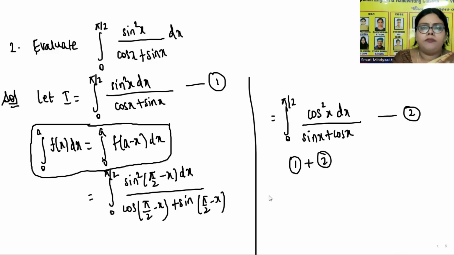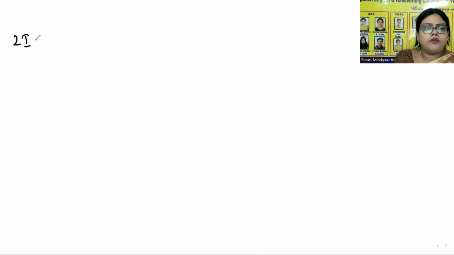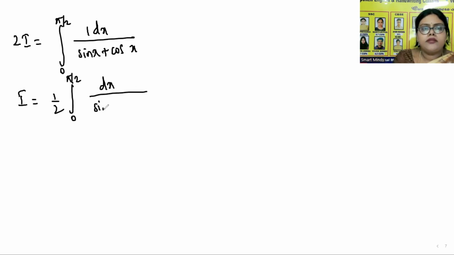If you add 1 and 2, I plus I will become 2I, and numerators can be added because the denominators are the same. So sin square x plus cos square x dx by sin x plus cos x. Now we know that the numerator sin square x plus cos square x can be written as 1. So we write 2I is equal to the integral from 0 to pi by 2 of 1 dx by sin x plus cos x. Now I is equal to 1 by 2 integral 0 to pi by 2 dx by sin x plus cos x.